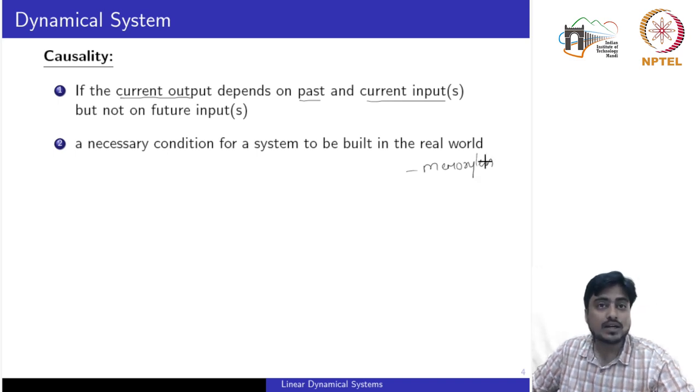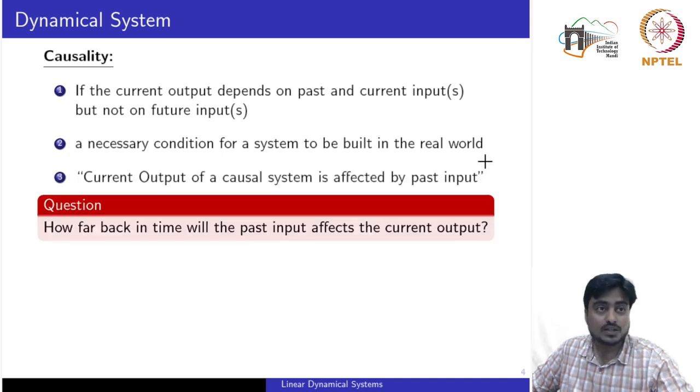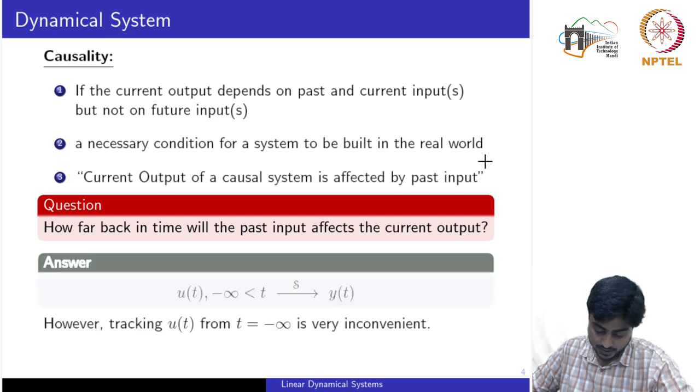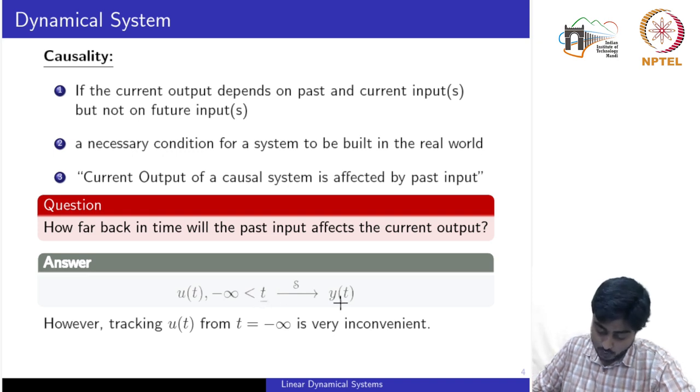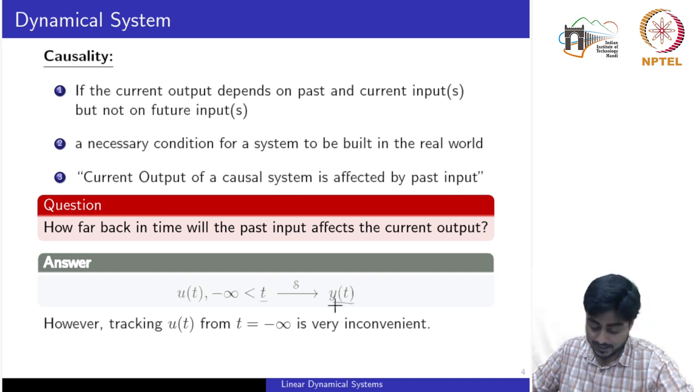Now if the current output depends on the past inputs, the question arises: how far back in time will the past input affect the current output? The answer to this question is that we need the entire history of the input, starting from minus infinity up to the current time t, to actually compute the output y at time t.